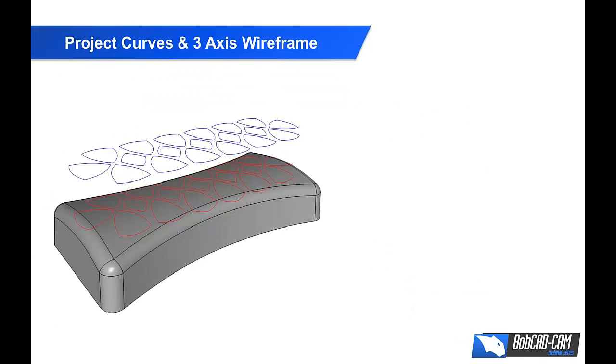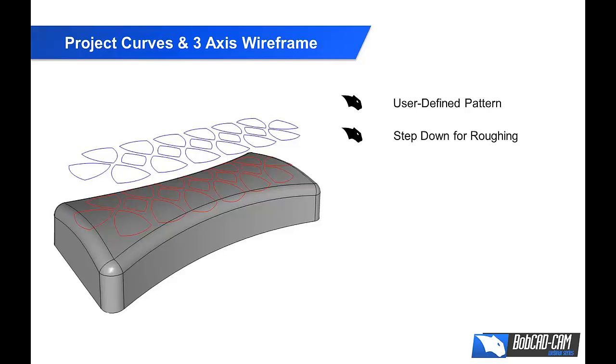Now the other thing we're going to look at is project curves and 3-axis wireframe. Project curves in this example is a CAD feature, so we're going to use project curves to project our geometry down on surfaces, and then we're going to use our 3-axis wireframe toolpath in order to generate our toolpath and G-code. One of the benefits of this is instead of the standard toolpaths where you have certain patterns, now you can use any pattern that you define by the geometry that you're using.